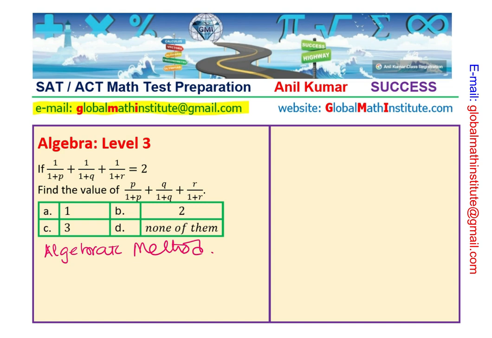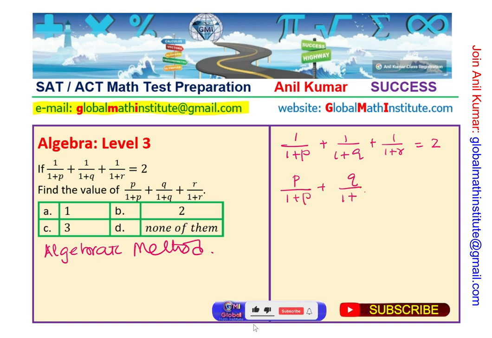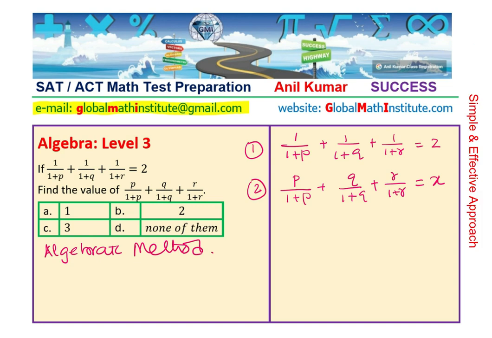So now see, we are given one equation which is 1 over 1 plus p plus 1 over 1 plus q plus 1 over 1 plus r equals 2. The other one is p over 1 plus p plus q over 1 plus q plus r over 1 plus r, and we don't know what this is, right? We have to find the value. So let this be x, correct? So we have now two equations.